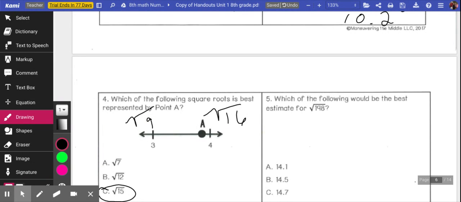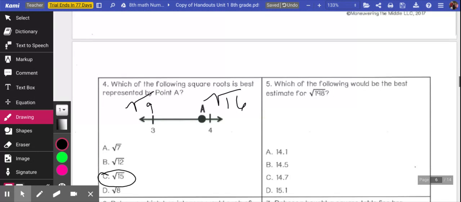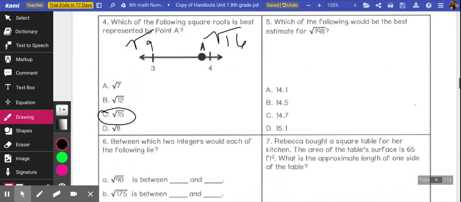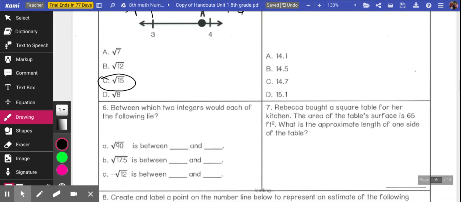Okay, 5. Which of the following would be the best estimate for the square root of 198? I'm going to have you try that. Remember, use the front of that paper. And then this says, between which two integers would each of the following lie? So that should be the whole number. Like, you're not putting square roots here. You're putting the integer. And then you will look at number 7.